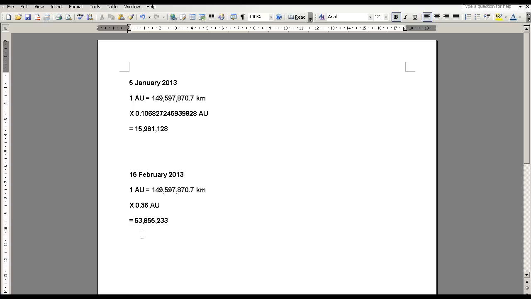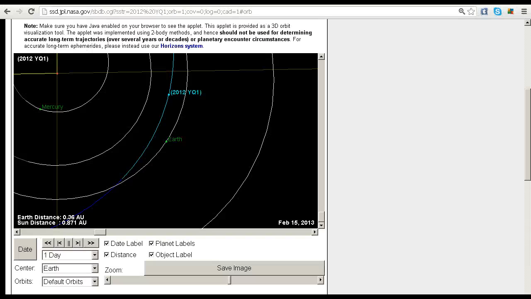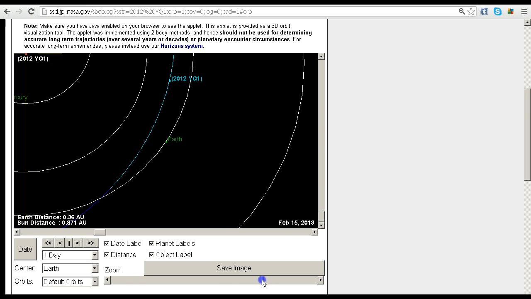So we can see that it was nowhere near the Earth, bearing in mind that the Earth's diameter is 12,756 kilometres. Here is another view of the NASA JPL data. This time we've got the Earth centered instead of the Sun, so this allows us a closer view. I'll zoom this in a bit further.